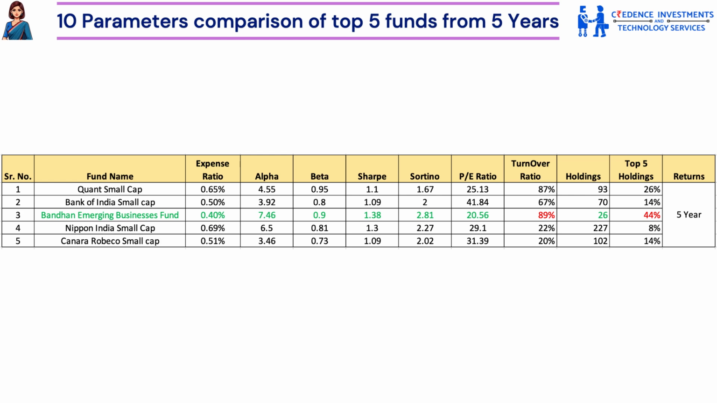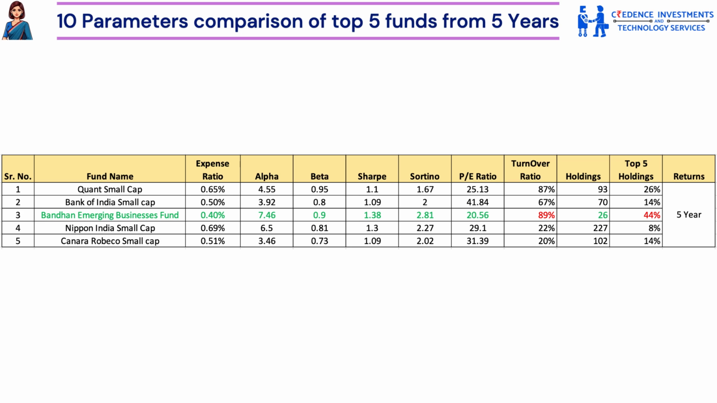Now let's review the 10 quantitative parameters for top 5 of these 20 funds from last 5 years. 1. For aggressive growth and high conviction investing, Bandhan Emerging Businesses Fund is a top choice, given its high alpha, strong risk-adjusted performance, and focused portfolio. 2. For stability with moderate returns, Nippon India and Canara Robeco small cap funds offer a lower beta and diversified holdings. 3. For high growth potential but higher volatility, Quant Small Cap Fund is a good choice due to high returns but comes with higher risk.